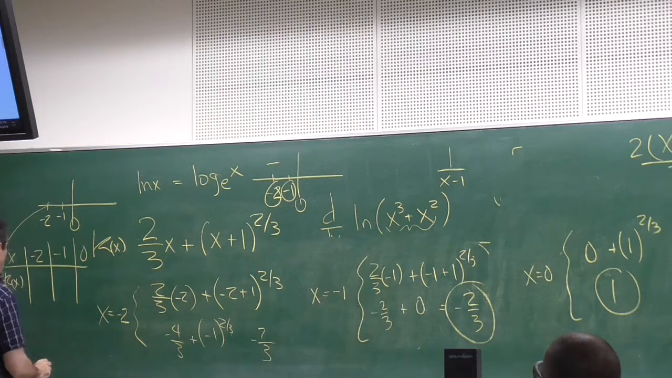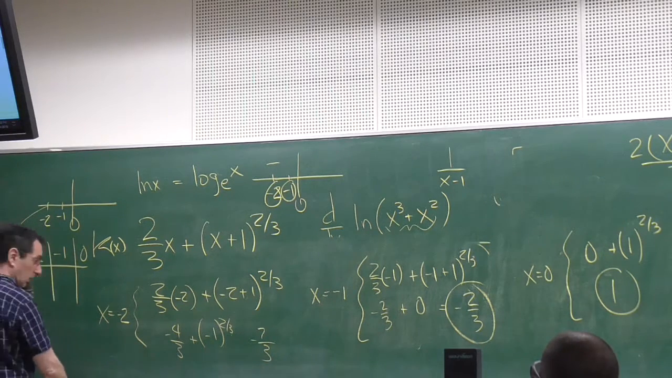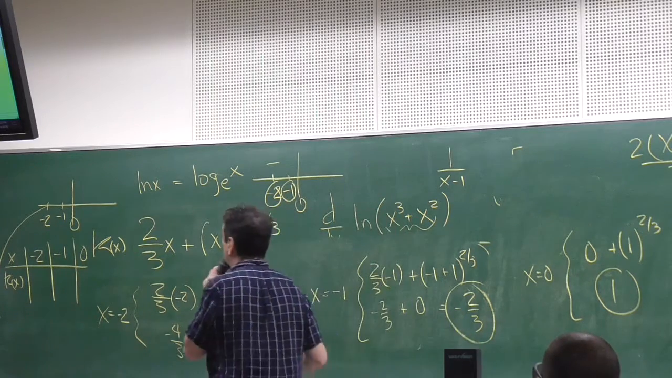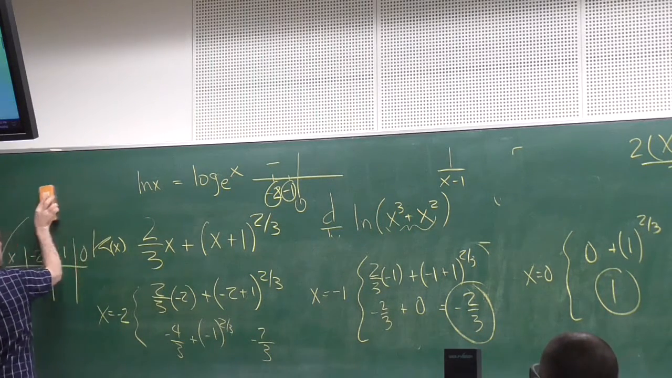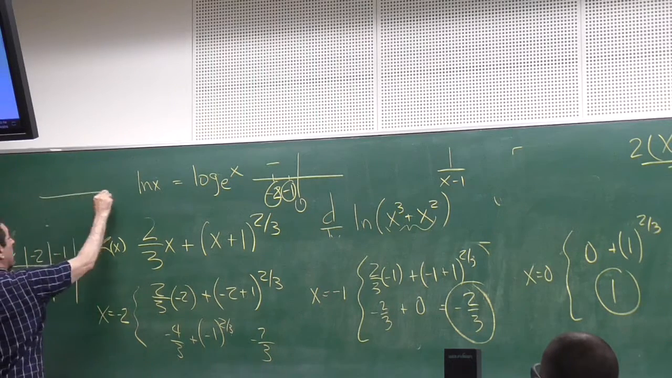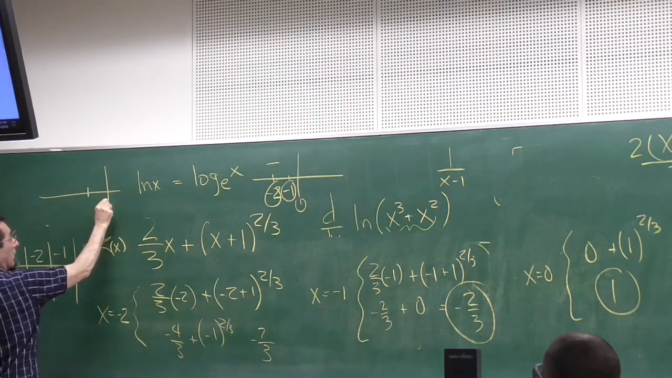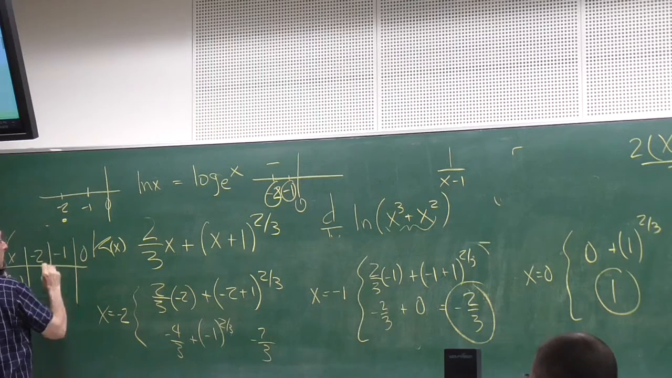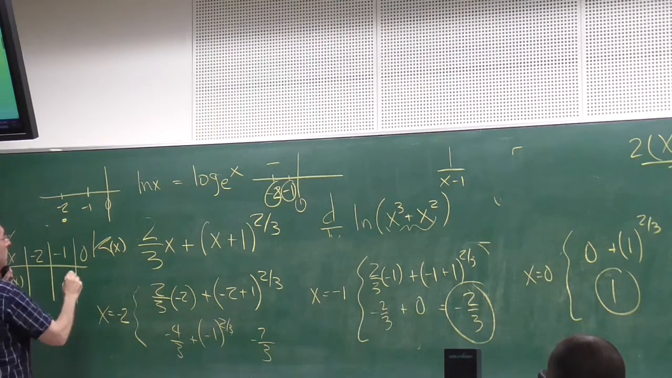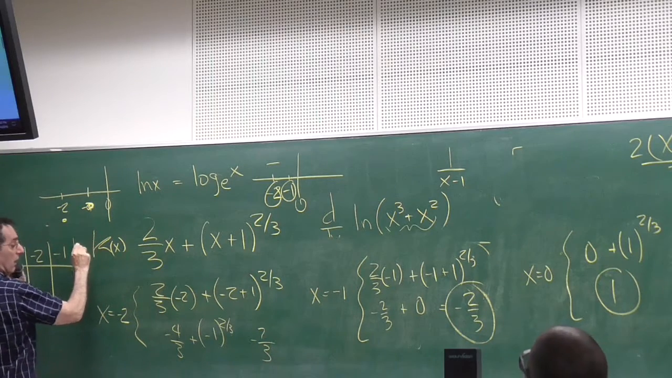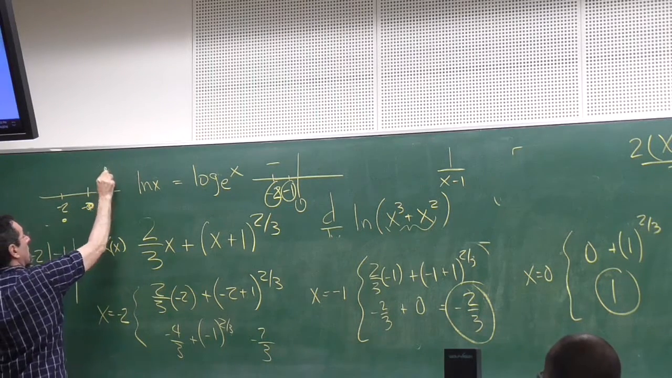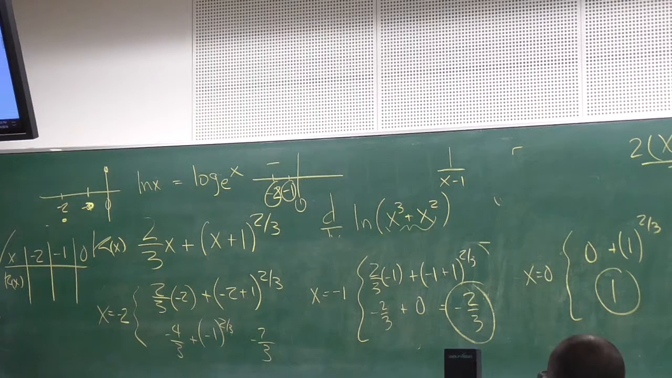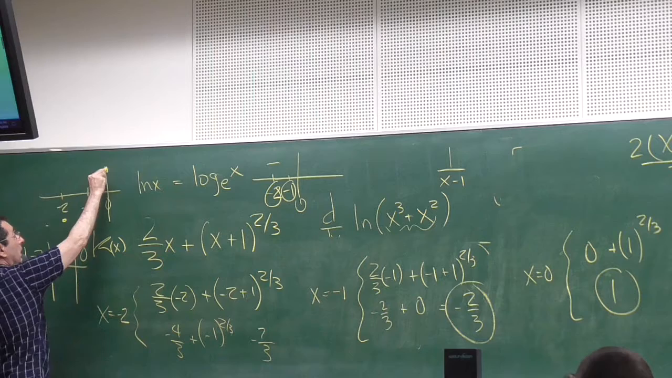So if we're going to make a picture, it's going to look like this. So here it's negative 7/3, just like that. And here it's negative 2/3, which is something like that. And then at 0, it's 1. So, what does this mean? It means that it's like this.